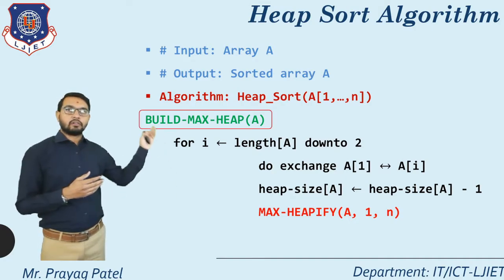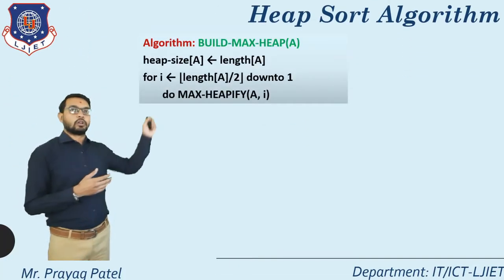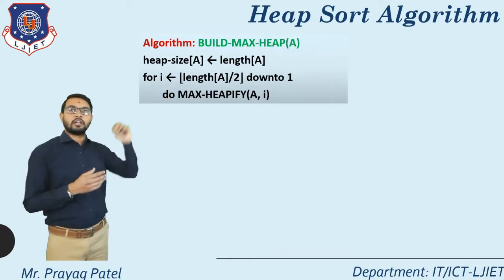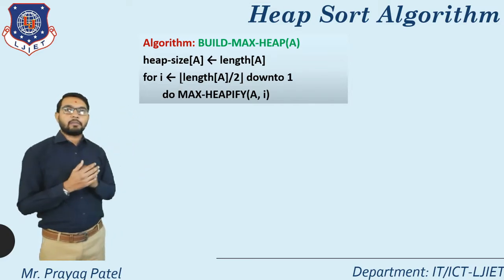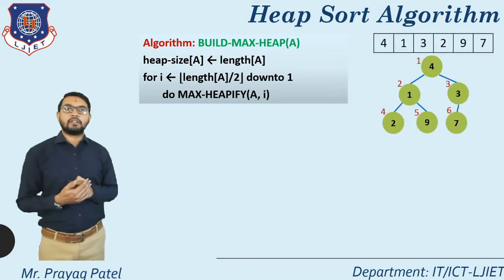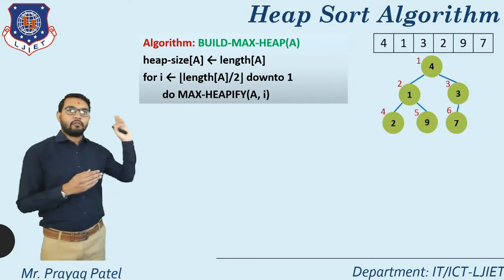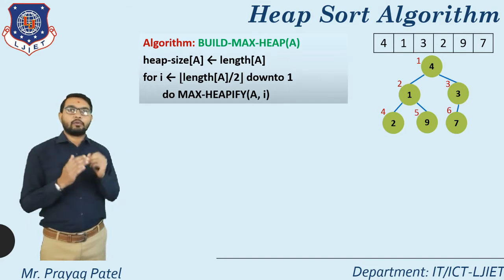First consider the functions one by one. The first function is BuildMaxHeap. So consider the other function, or other algorithm, BuildMaxHeap(A). Now the first step is heap size of A equals length of A. Here consider one example: 1 3 2 9 7. This is the given data to sort using the heap sort algorithm.